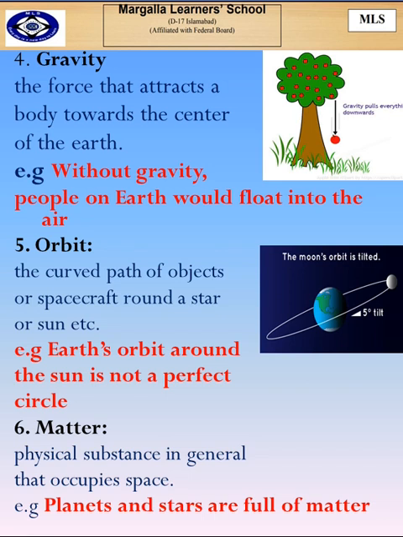Matter. Physical substance that occupies space. For example, there are 3 states of matter: solid, liquid, gas. These are the physical substances which are occupying some space. Planets and stars are full of matter.